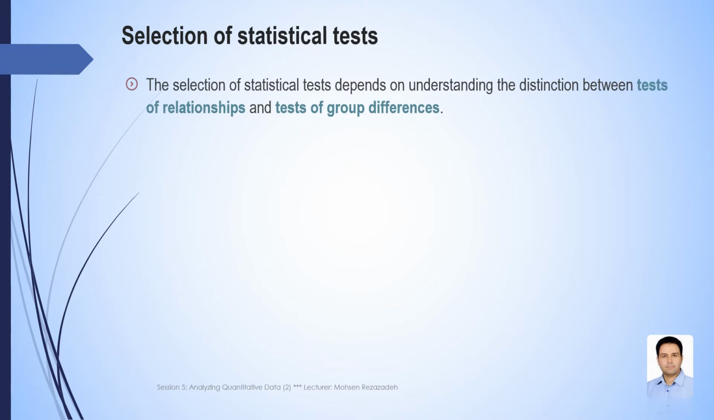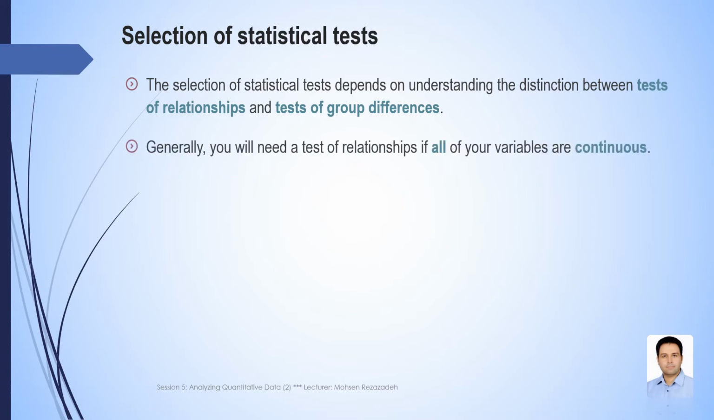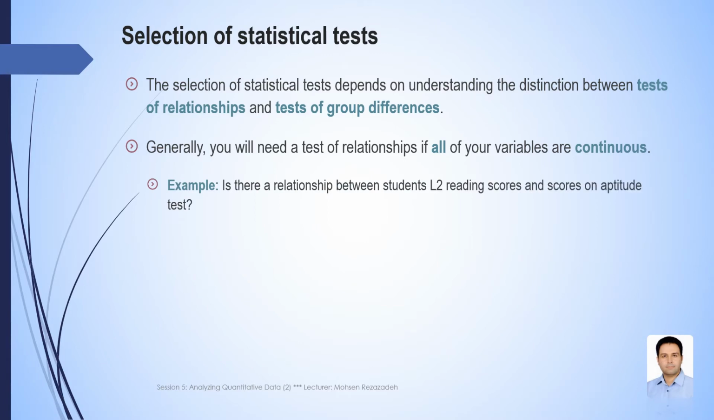The selection of statistical tests depends on understanding the distinction between tests of relationships and tests of group differences. Generally, you will need a test of relationship if all of your variables are continuous. Look at this example. Is there a relationship between students' L2 reading scores and their scores on aptitude tests?